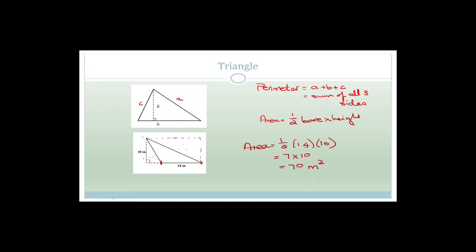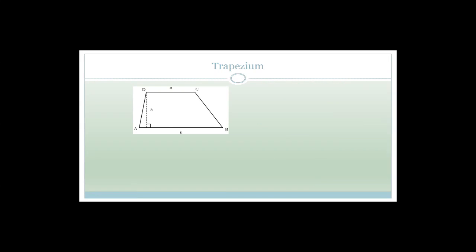There we go. Right, now let's look at the trapezium. The trapezium is an interesting fellow. First of all, if we want to look at the perimeter, it's going to be the same type of thing as the triangle. It's just the sum of all the sides. That's all it is. We can't do anything else with that, just the sum of all the sides. But now let's look at the area.